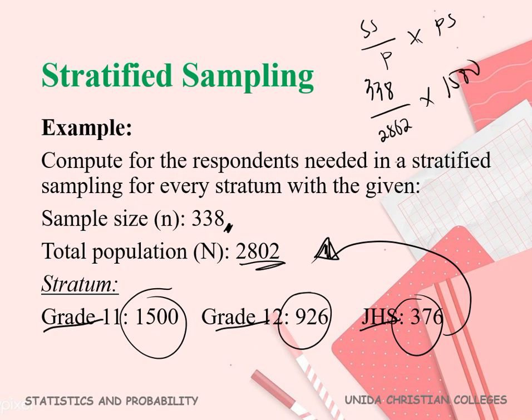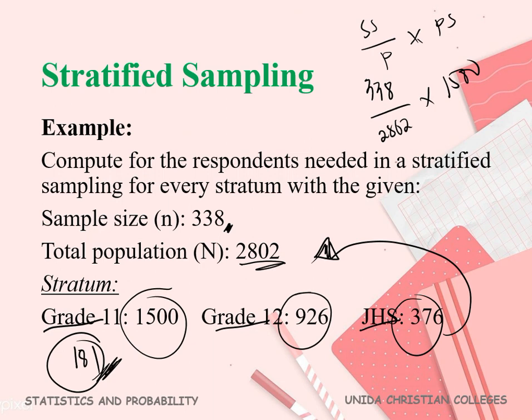And then after that, the result should be rounded off since we are talking about people. Ayan, tao ang pinag-uusapan natin, so it should be a whole number. So, 338 divided by 2,802 times 1,500. Okay, so rounding off, we will have 181 respondents from grade 11. So, this is your number of respondents from grade 11.